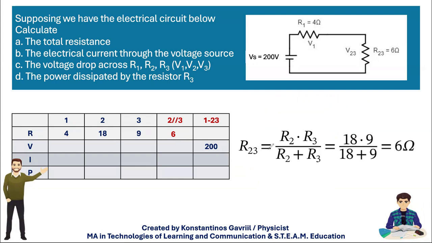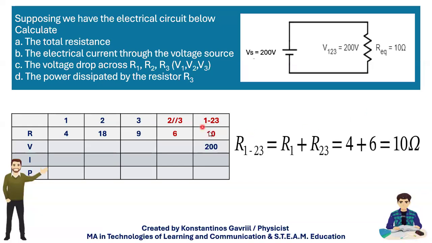I have found the value of the 2, 3 parallel packet. This is the equivalent sketch. Okay, and we continue with the next one. I'm going to find their total. I'm following a horizontal direction here for my calculations. Their total is the sum of R1 plus R23, okay, it is 10 ohms because it is in series. And here we have now the equivalent sketch.